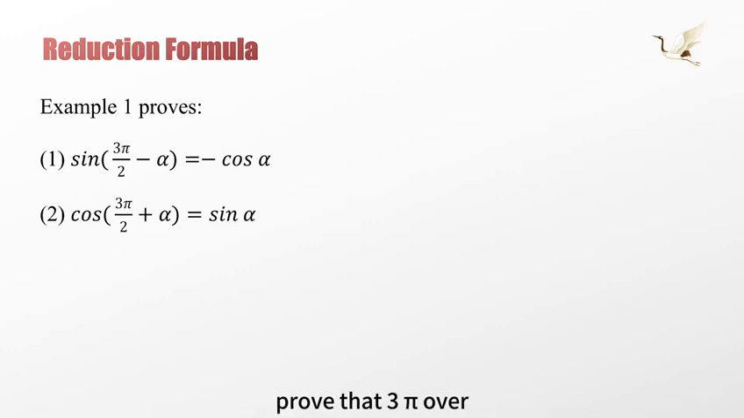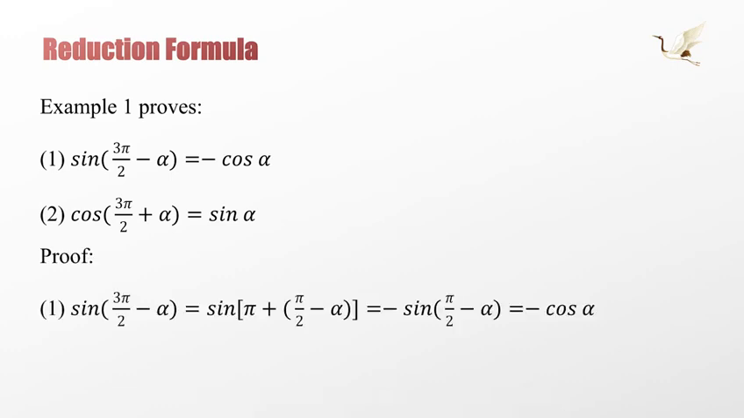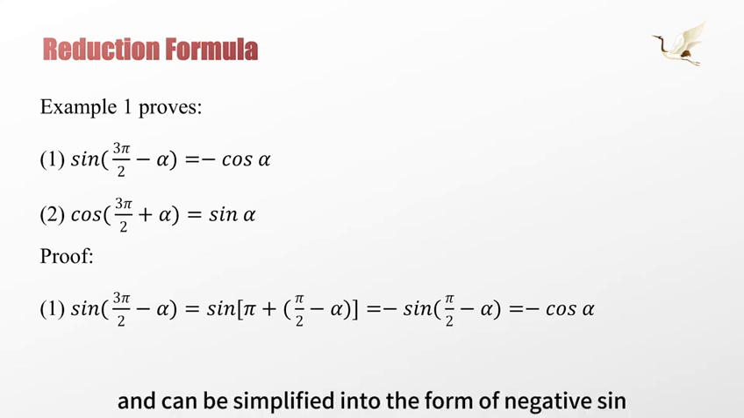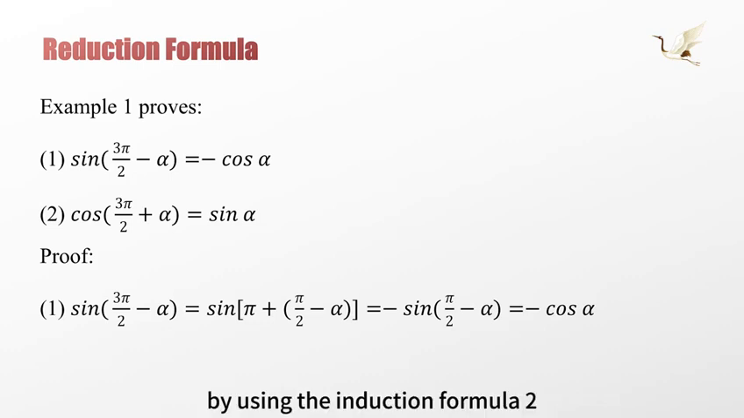For example 1, prove that sine of 3 pi over 2 minus alpha is equal to negative cosine alpha. Second, cosine of 3 pi over 2 plus alpha equals sine alpha. Let's prove the first one first. We can rewrite sine of 3 pi over 2 minus alpha as sine of pi plus half pi minus alpha. Then the half pi minus alpha is regarded as a whole and can be simplified, using induction formula 2, into the form of negative sine of half pi minus alpha. Since sine of half pi minus alpha is equal to cosine alpha by the induction formula, negative sine of half pi minus alpha is equal to negative cosine alpha. We have proved the first one.